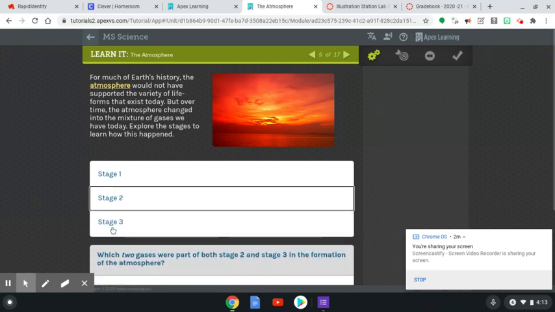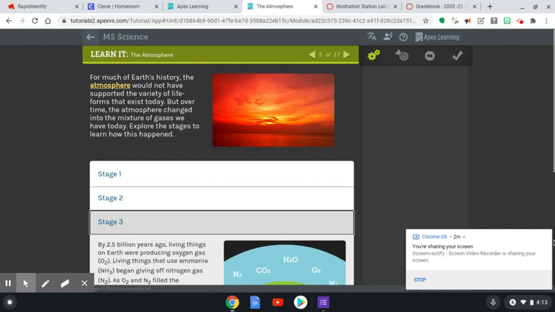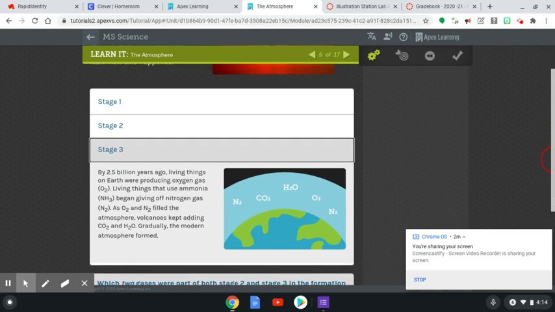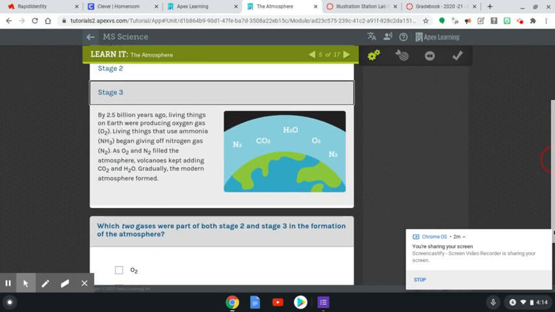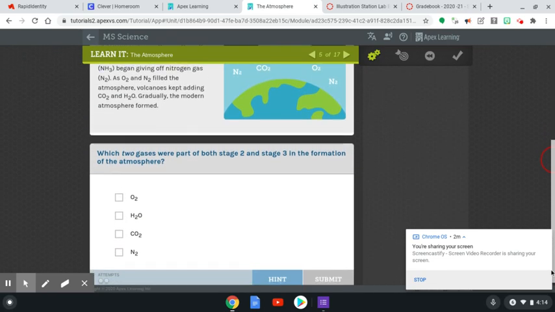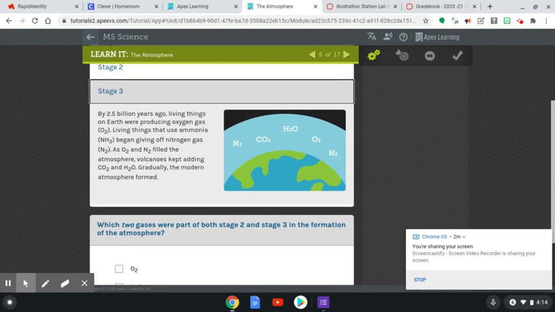And in stage three, we had oxygen-producing organisms that began living on Earth. And once they were able to produce oxygen, then we had all of the necessary components for life, and the atmosphere was gradually formed.